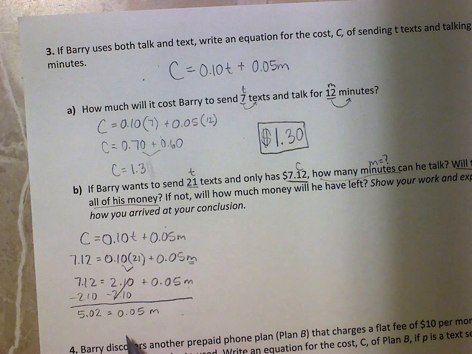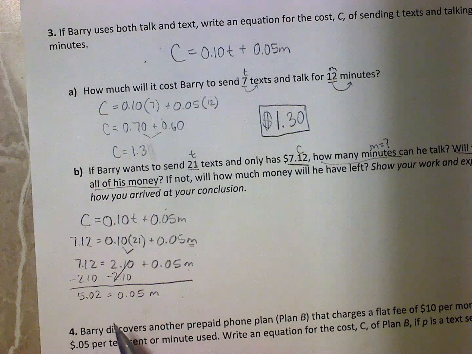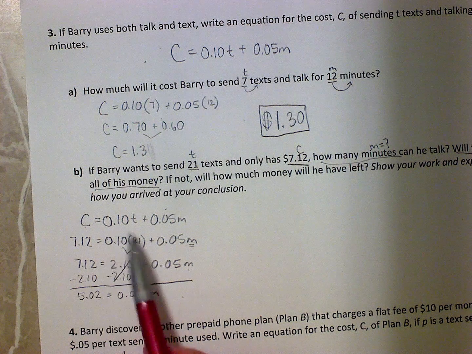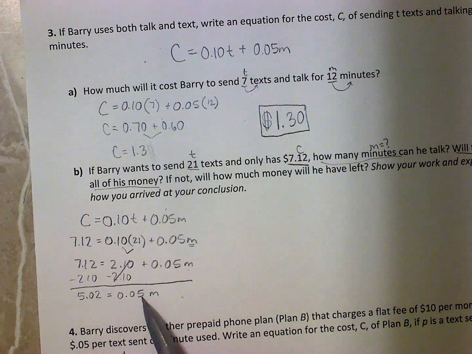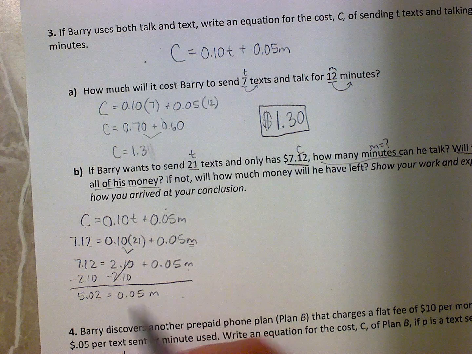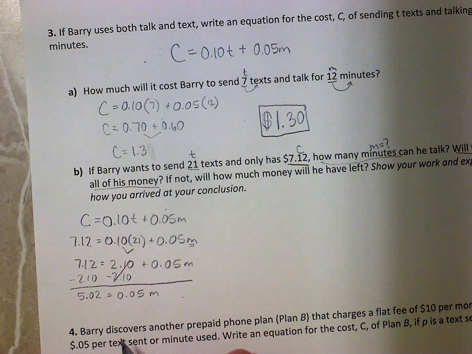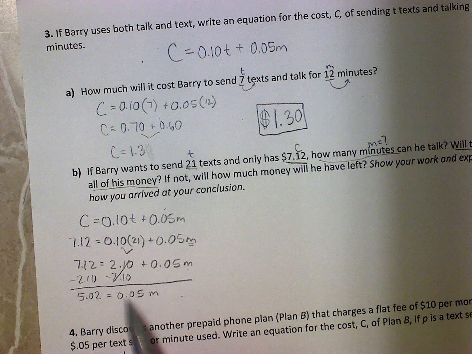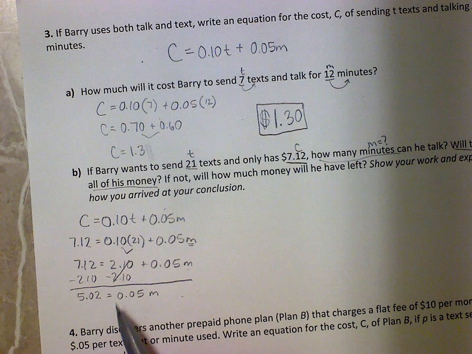Here's where I'm at right now, and I'm seeing I have $5.02 left over after the tax, and that the minutes are 5 cents each. So I'm seeing already I'm going to have some extra. Let's keep going though and solving, and see how I could figure out how much extra. So m is being multiplied by 0.05. So I need to undo that. I'm going to divide.